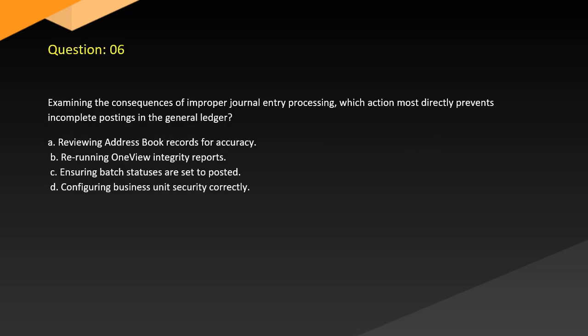Question 6. Examining the consequences of improper journal entry processing, which action most directly prevents incomplete postings in the general ledger? A. Reviewing address book records for accuracy. B. Running OneView integrity reports. C. Ensuring batch statuses are set to posted. D. Configuring business unit security correctly.